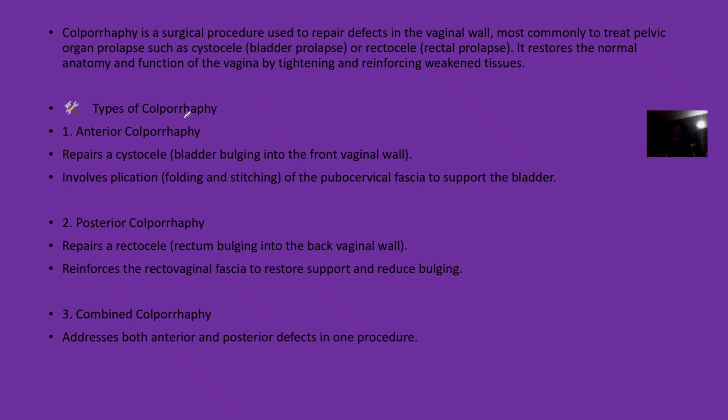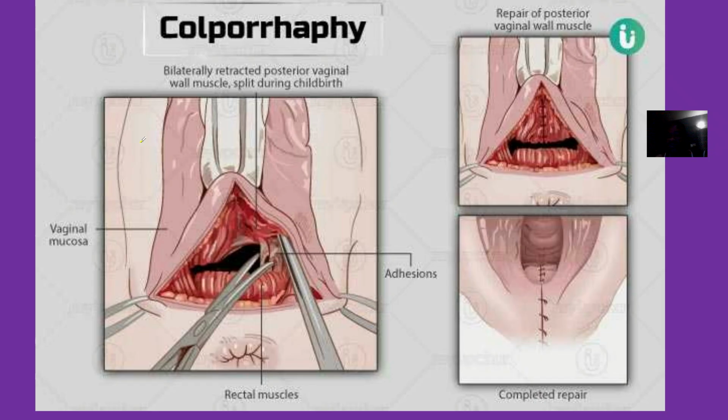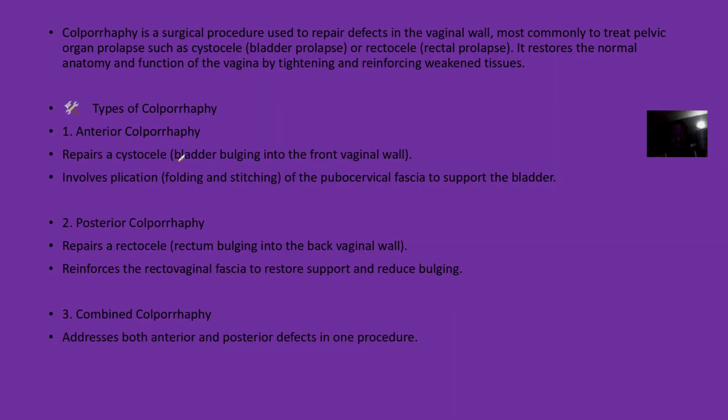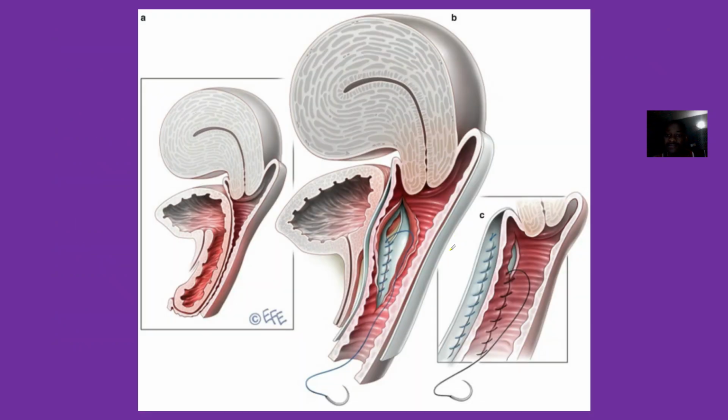So types of colporrhaphy. You can have the anterior one. This one you are repairing what is in front of the vagina. Of course, what is in front of the vagina is the bladder. Okay, so the bladder bulging into the vaginal wall. So it involves plication. You are folding and stitching the pubocervical fascia just to support the bladder again. I'm saying this is a typical example of an anterior colporrhaphy.